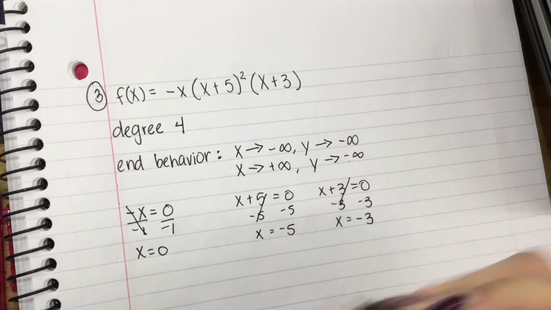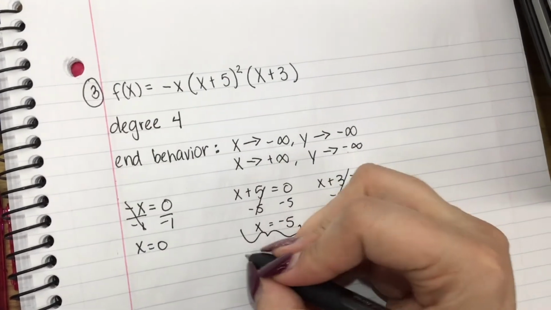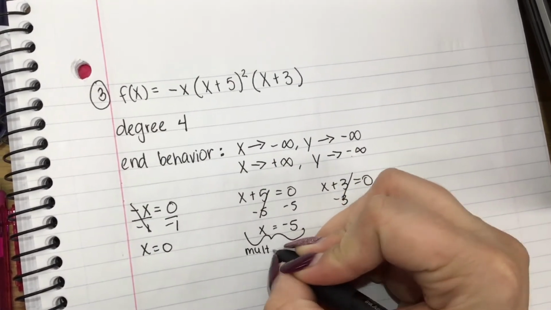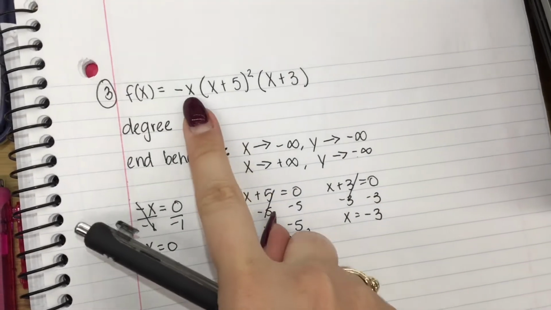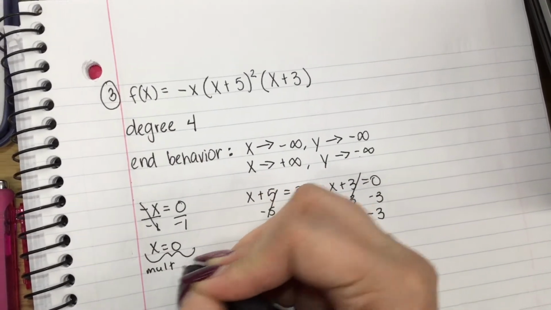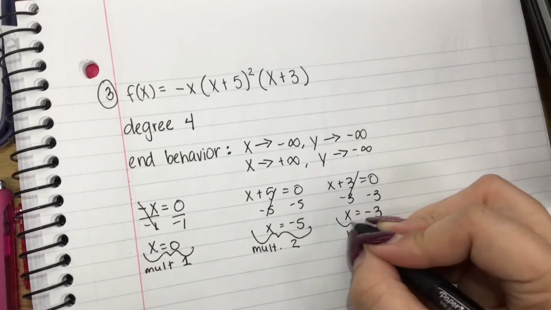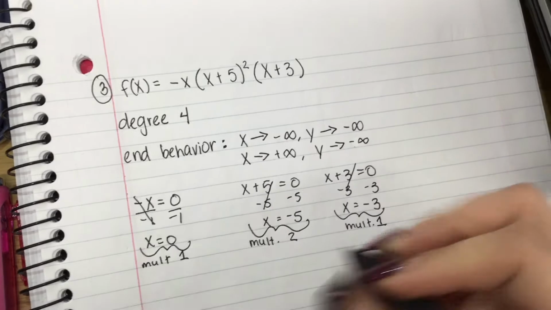Now we need to take a look at the multiplicities. So the only one that has an even multiplicity here is x plus 5. We know this because x plus 5 has an exponent of 2. Now, negative x and x plus 3 both have multiplicity 1 because they only show up one time. They have no exponent that you can see, so you assume that it's 1.